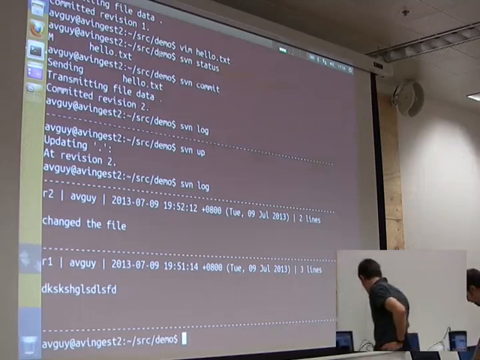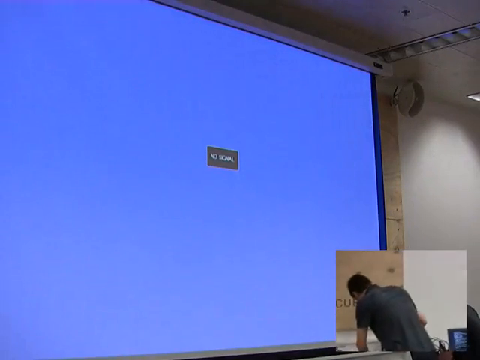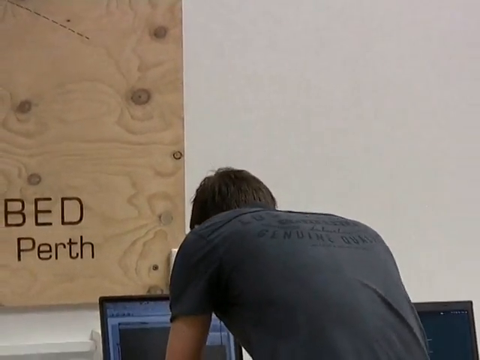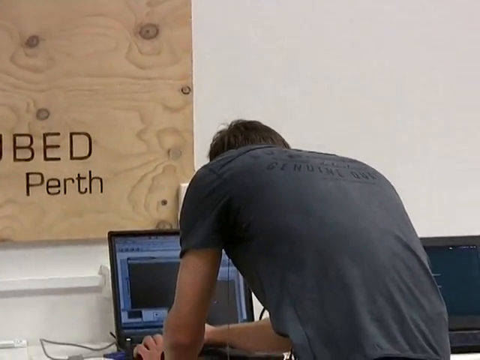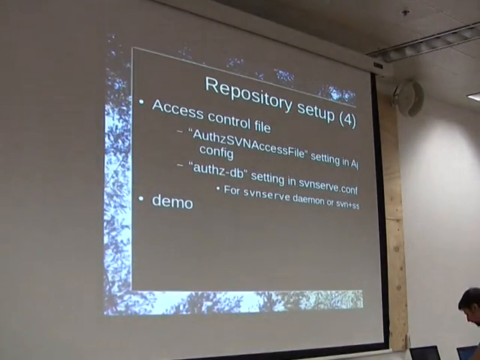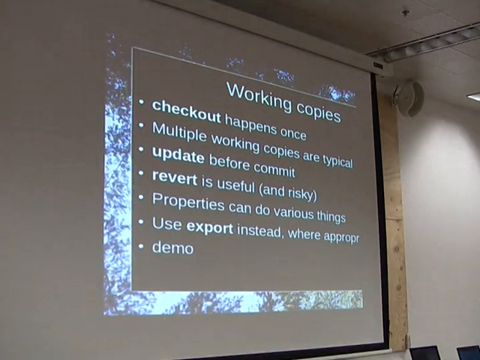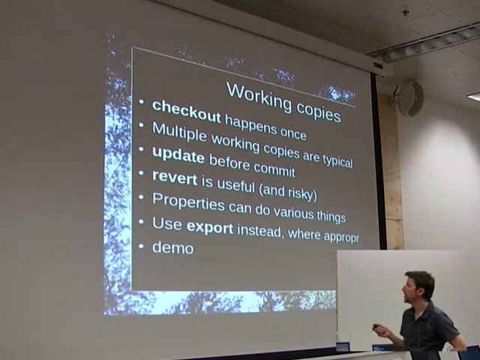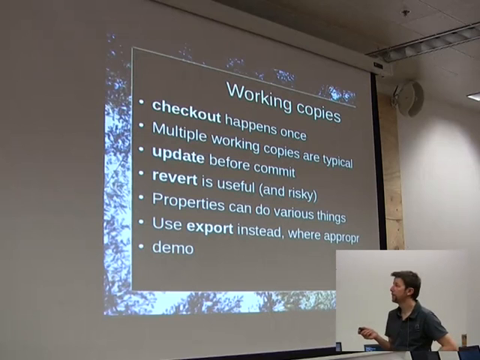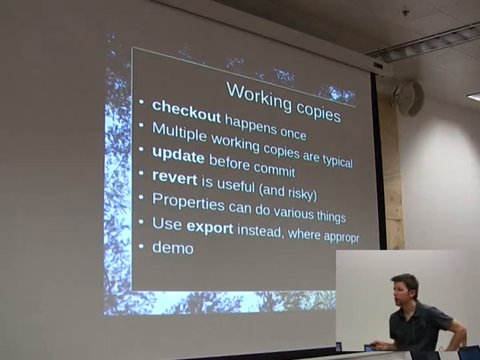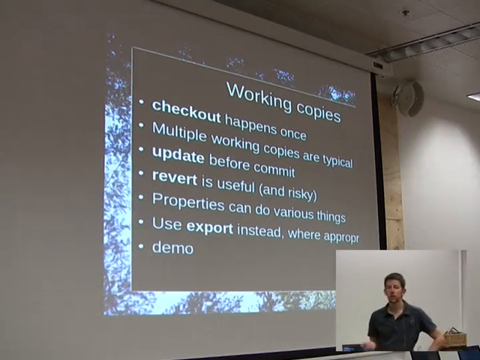Okay, I'm just going to switch back to the presentation, and so that was our demo. Right, now I'll just skim these because I actually covered most of it already. You only do a checkout once. That happens when you initially create a working copy from a particular repository. It's talking about multiple working copies, that's done. Update before commit, that's done. Revert. Revert is interesting because it doesn't get new changes from the server.